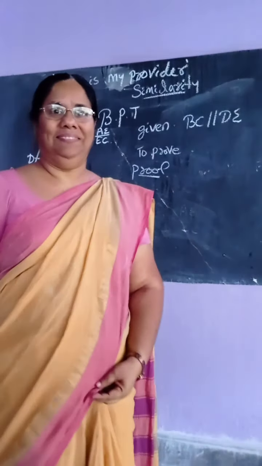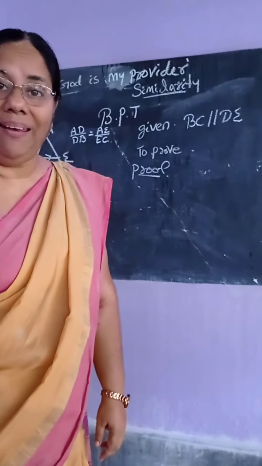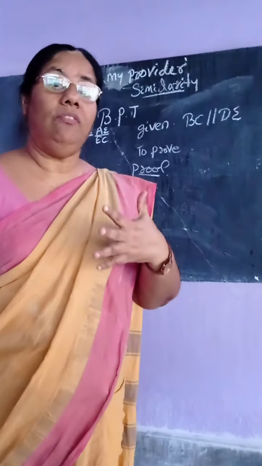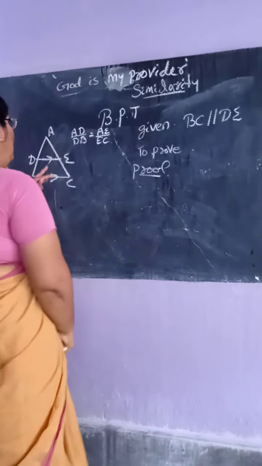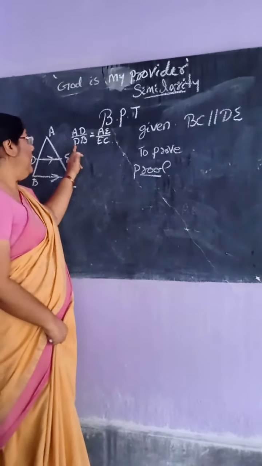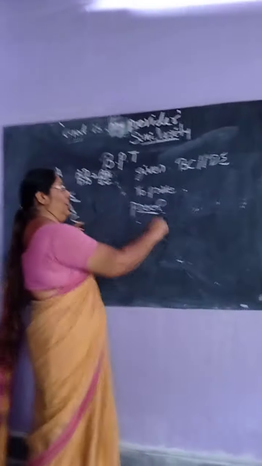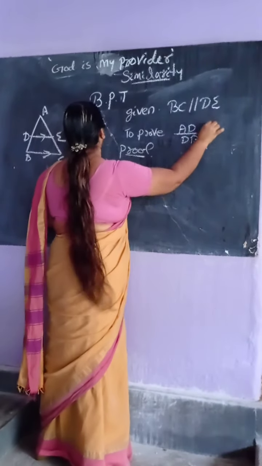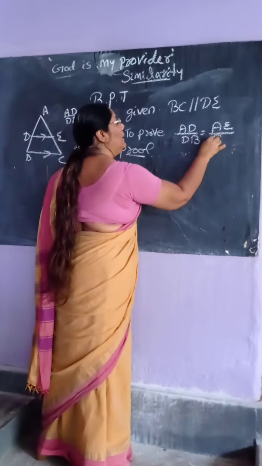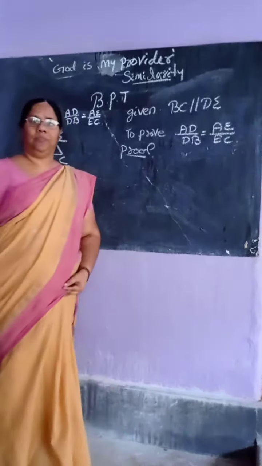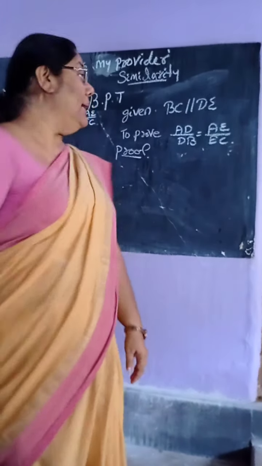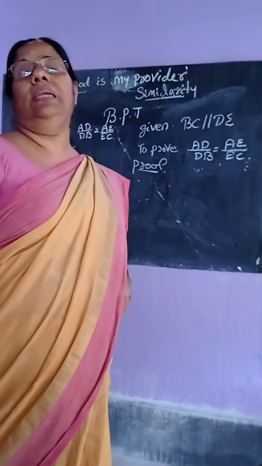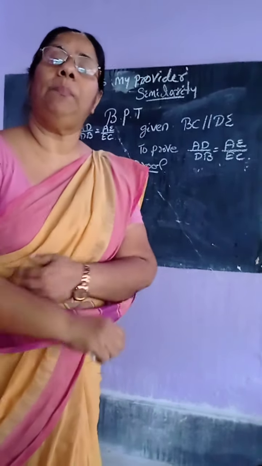Understand? BC parallel to DE. Next step is to prove. What we have to prove? Look at the board. We have to prove AD by DB is equal to AE by EC. The next step is proof.